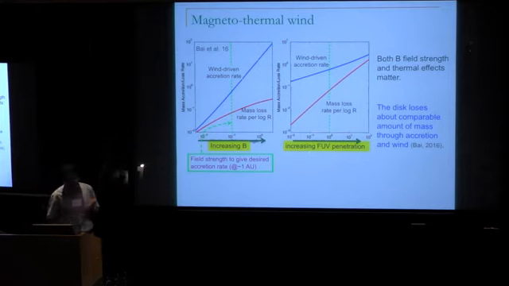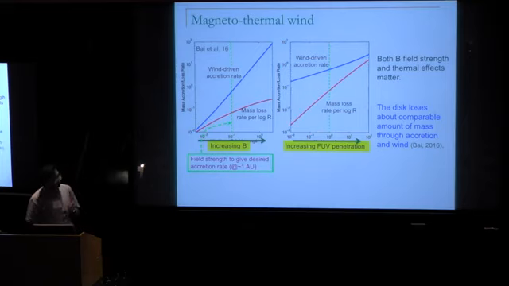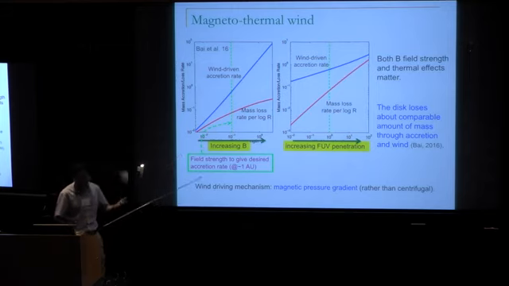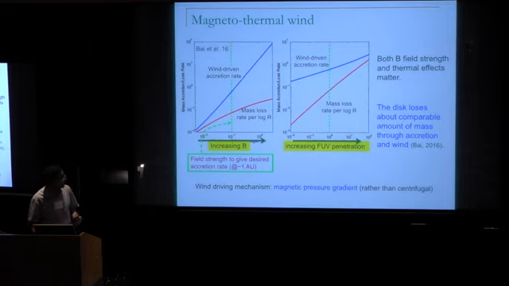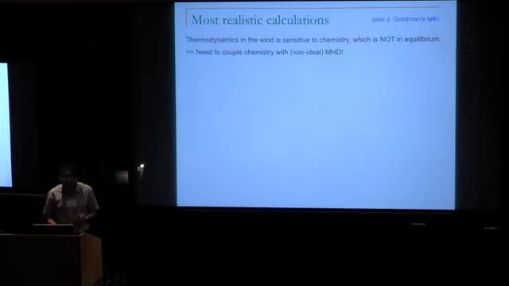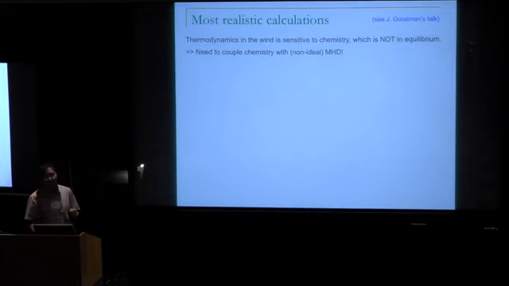And we also find that the mass loss rate from this wind is actually fairly significant. It's comparable to the wind-driven accretion rate. And in this case, the wind driving mechanism is not centrifugal. It's not the magnetocentrifugal wind that people usually talk about. The wind is mainly driven by the magnetic pressure gradient. All right, but of course, because the wind sensitively depends on thermodynamics, you really need to get the thermodynamics right in order to get realistic wind properties.